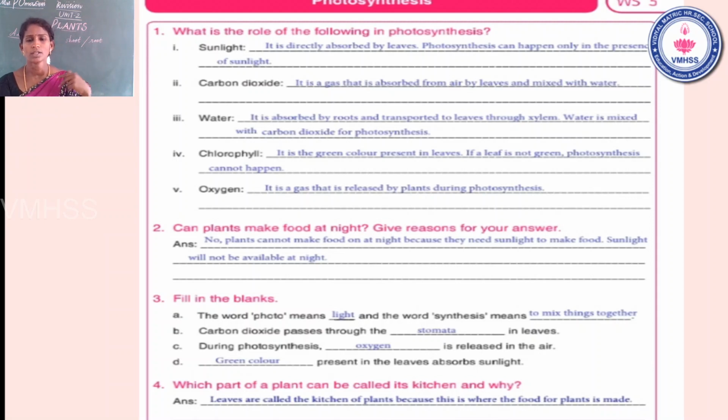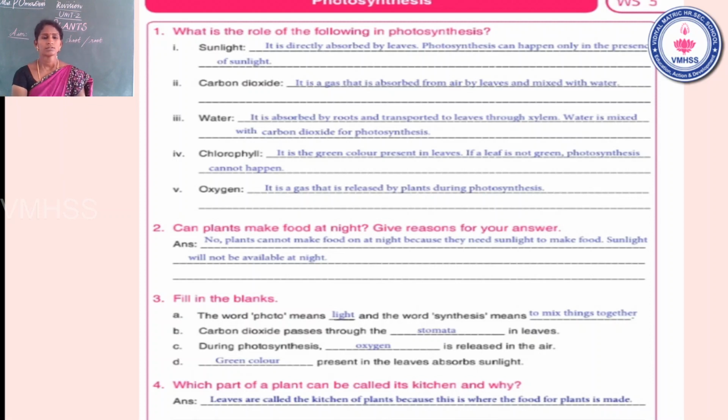Okay, mix out. Fourth one, chlorophyll. What is the role of chlorophyll in photosynthesis? Yes, it is the green color present in leaves. If a leaf is not green, photosynthesis cannot happen. Leaf green color illa appadina photosynthesis process நடக்காது.